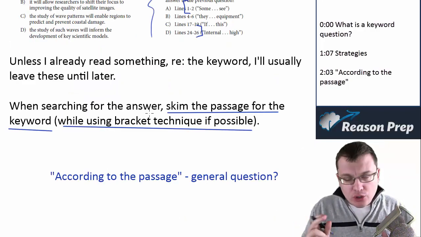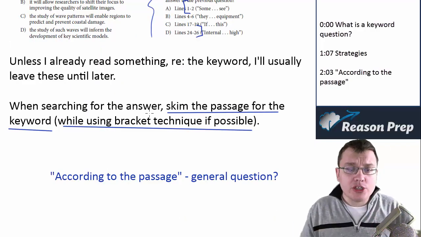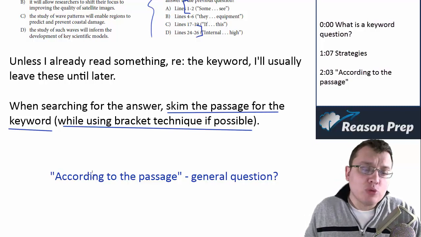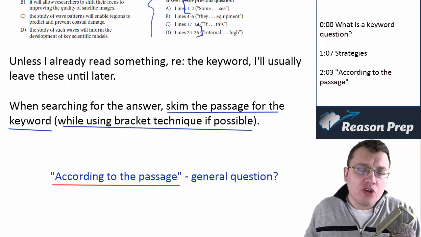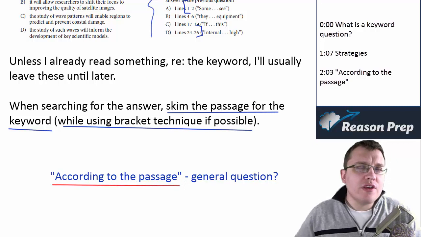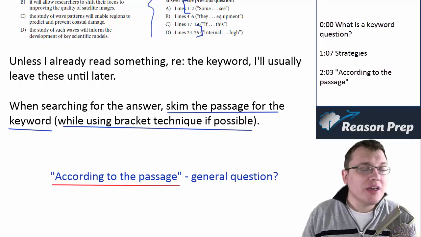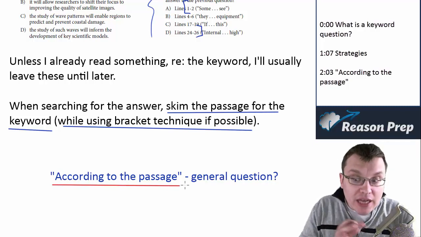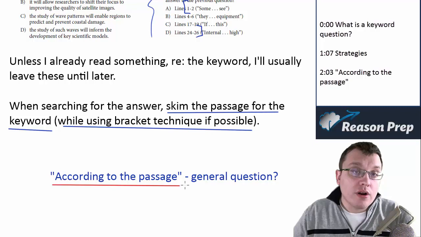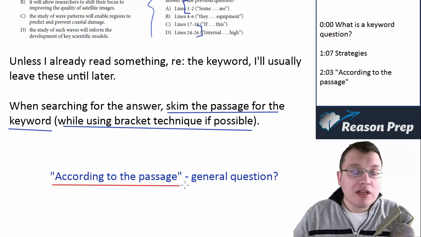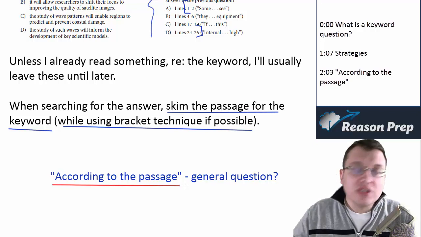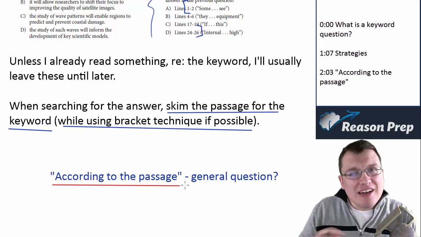There's one more keyword-type question that appears sometimes without a line reference. You'll see this: "according to the passage." And when you see this, you have to think that this might actually be a general question, even if they have another keyword elsewhere in the question. So if it says, according to the passage, deforestation occurs because, you have to be very careful with that.